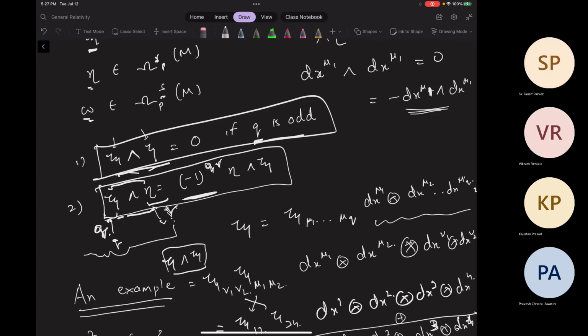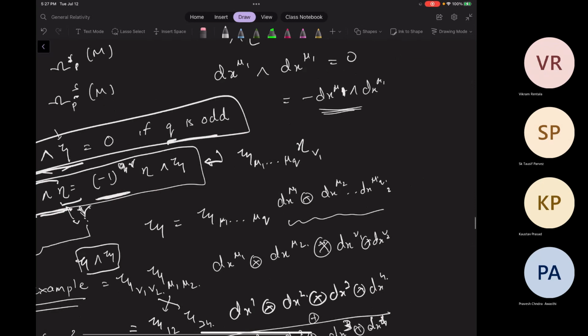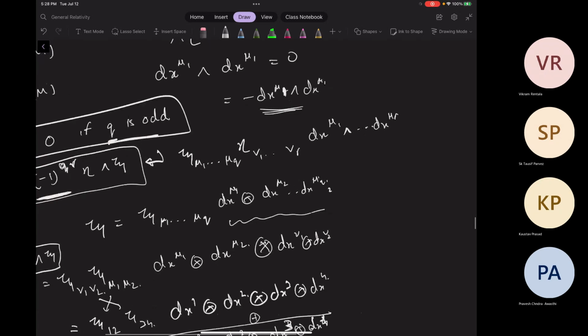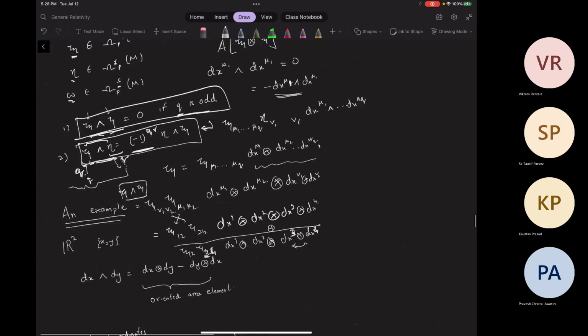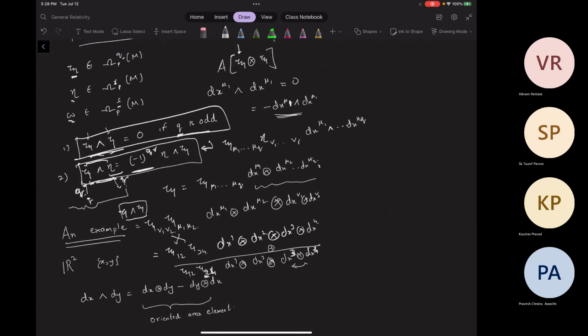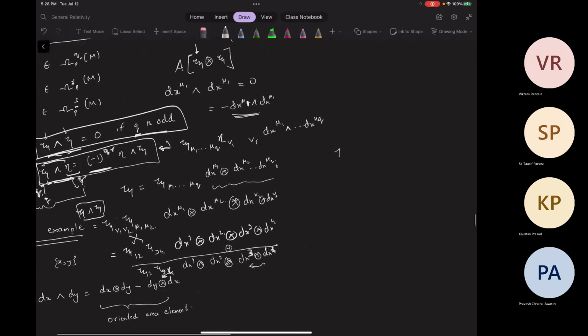So this second property, can you explain once? Yeah, so when I have a general thing like this, what I'm trying to do is... okay, maybe it's easier to show this using the general definition of psi wedge eta. This is q plus r factorial over q factorial r factorial times the anti-symmetrization of psi tensor eta.